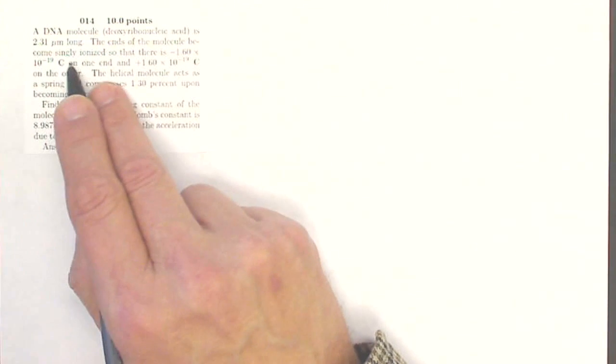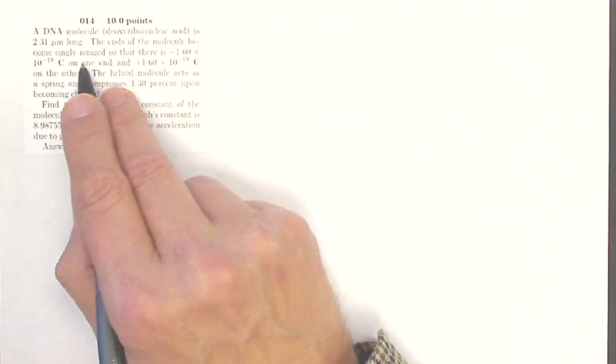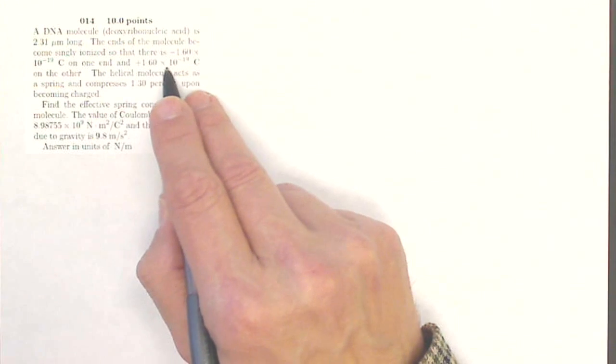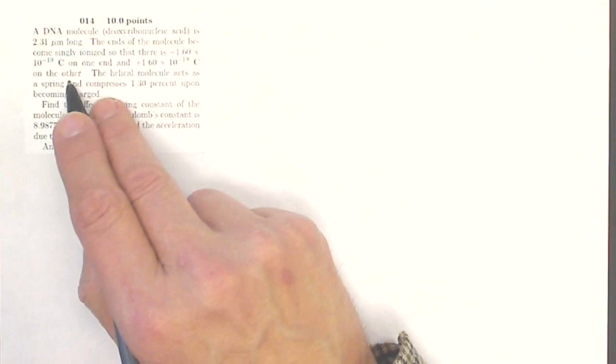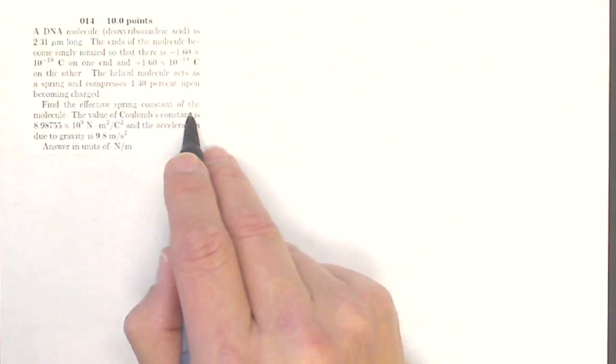A DNA molecule is 2.31 micrometers long. Remember, micro means times 10 to the minus 6th. The ends of the molecule become singly ionized, so there is negative 1.6 times 10 to the minus 19th coulombs on one end and plus 1.6 times 10 to the minus 19th coulombs on the other. The helical molecule acts as a spring and compresses 1.30% upon becoming charged. Find the effective spring constant of the molecule. This is a great problem.